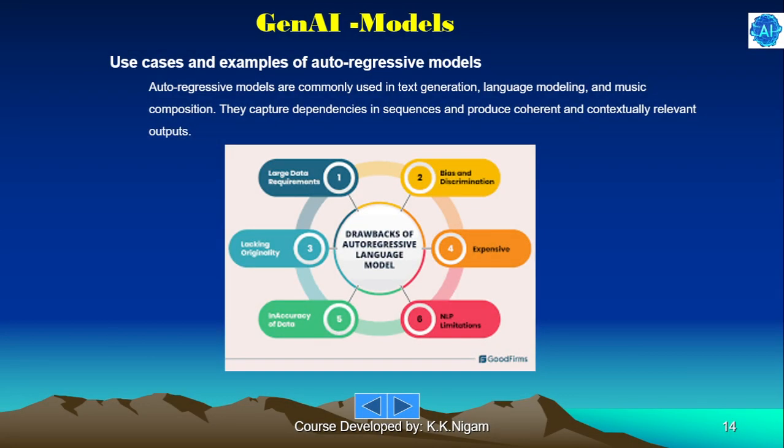Use cases and examples of autoregressive models. Autoregressive models are commonly used in text generation, language modeling, and music composition. They capture dependencies in sequences and produce coherent and contextually relevant outputs.